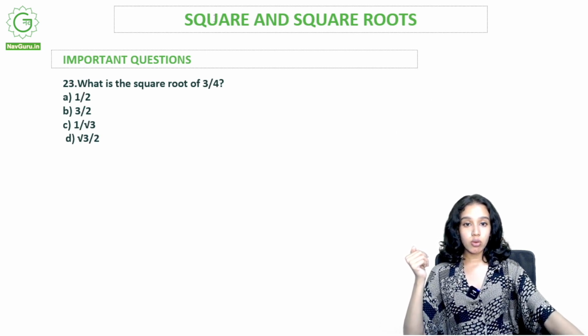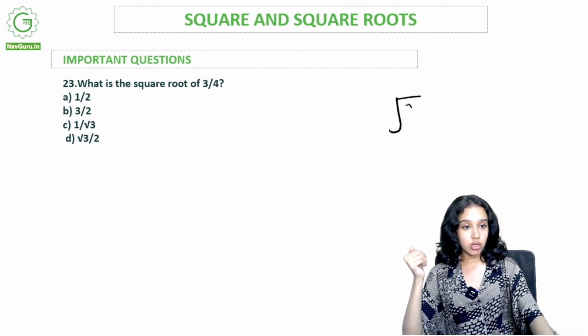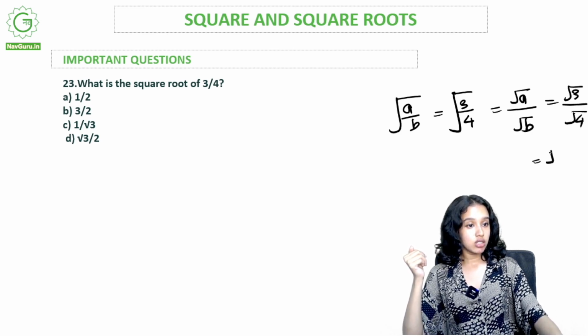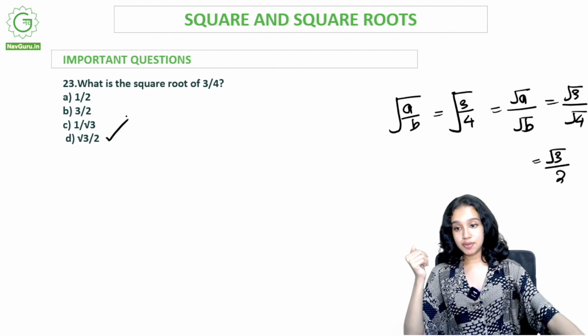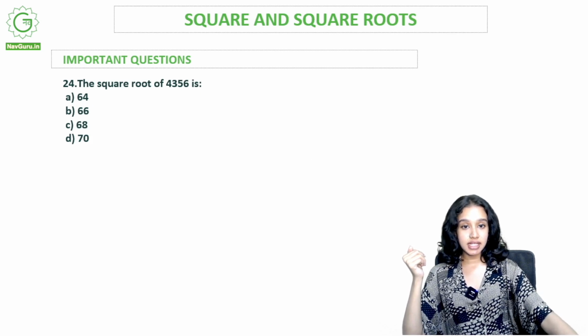Next question, what is the square root of 3 by 4? So this is in the form root of a by b. The question is root of 3 by 4, which could be written as root a by root b, which is root 3 by root 4, which is root 3 by 2. Got the answer here. Now, the square root of 4356.